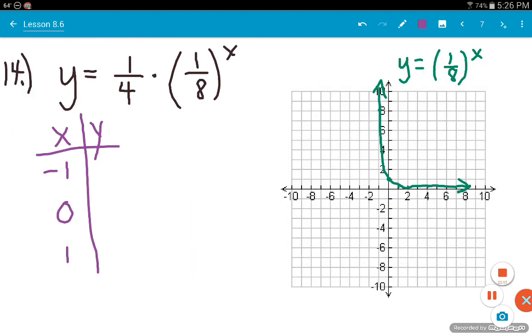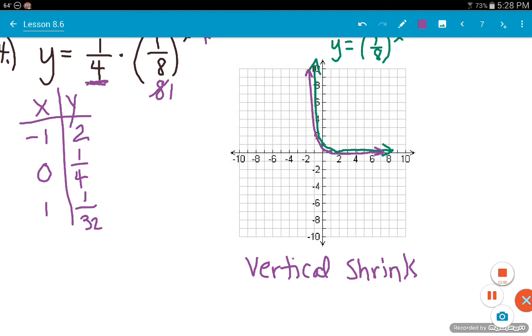Okay, and finally, number 14, if I plug -1 in up here to my x, I will have to reciprocate, which will give me 8 here. 8 times this 1/4 will give you a y of 2. If I plug in 0 for x, I'm going to get a 1 here instead of the 8. 1 times 1/4 gives you 1/4. Okay, I'm just multiplying that 1 by the 1/4 here. And then if I plug in 1 for x, I'm of course going to get 1/8 back out. 1/8 times 1/4 is 1/32.